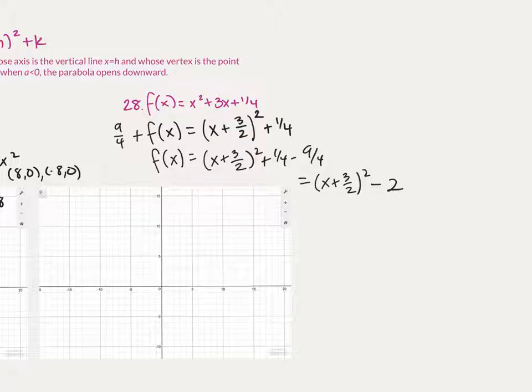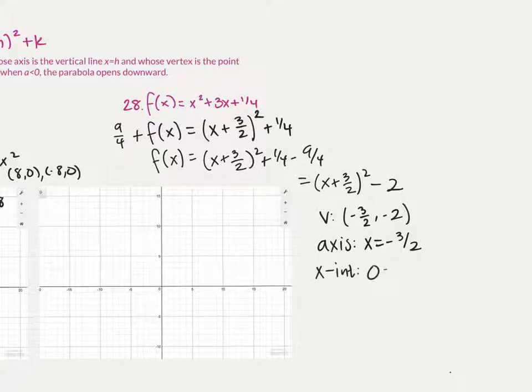So my vertex is going to be (-3/2, -2). My axis will be x equals -3/2. Lastly, before I start graphing, I want to find my x-intercepts. So I'm going to take my standard form here, and I'm going to set that equal to 0.